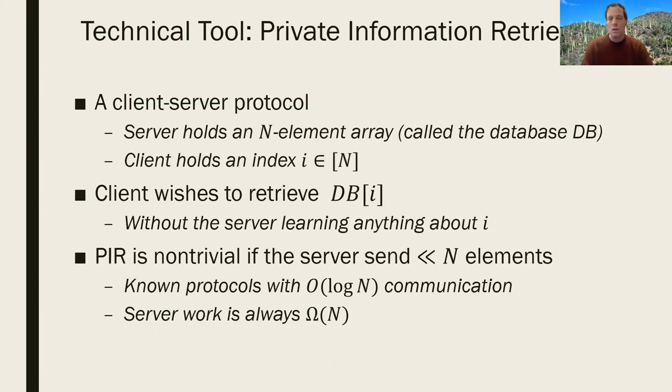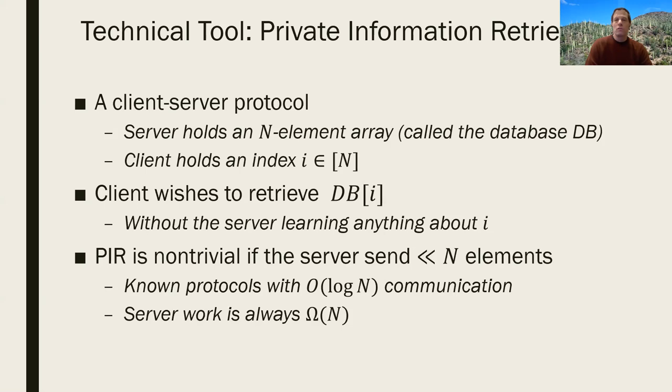Let me quickly say what this thing is. Private information retrieval is just a client-server protocol where the server holds an N-element array that's typically called a database, and the client holds an index, and the client wishes to retrieve one element from that database without the server learning anything about which index was retrieved.